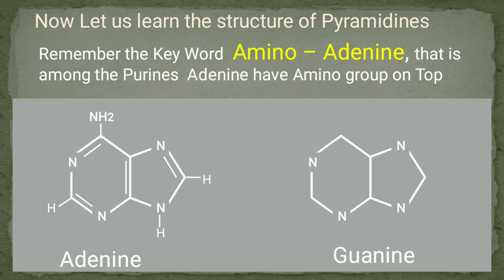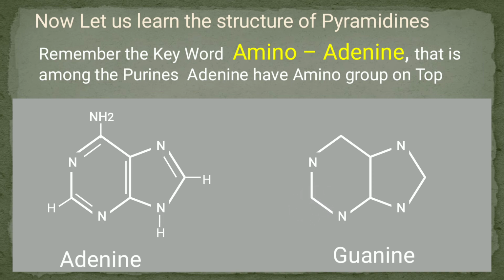Okay, so let us see guanine. Guanine doesn't contain an amino group on top. Instead, it contains an amino group at this particular site. So think about the situation: if you are moving away from your mother, you will be reaching your father. In the same way, if the amino group is moving away from this particular carbon, it will be moving to the nearest carbon. So that is nothing but here.